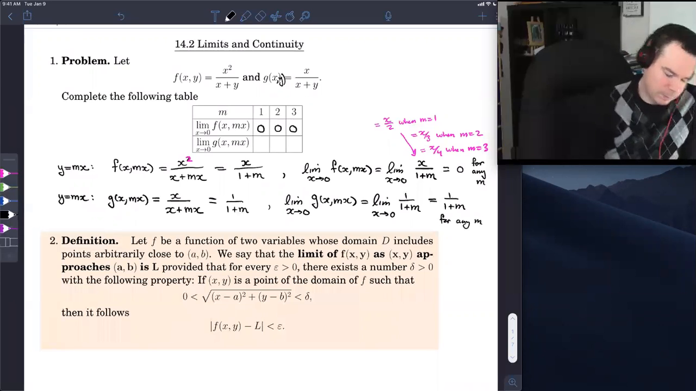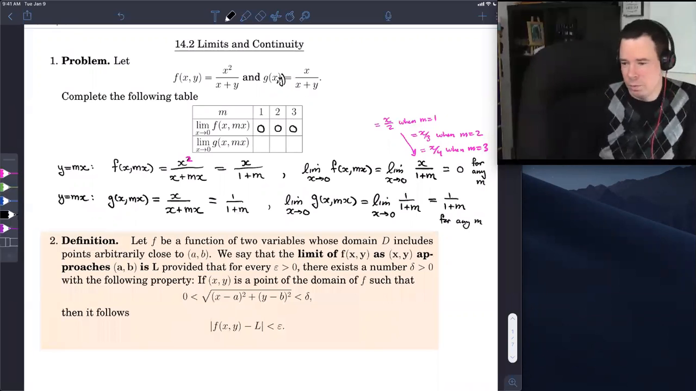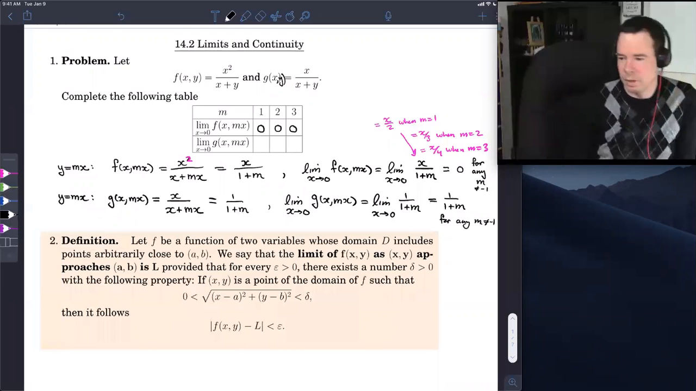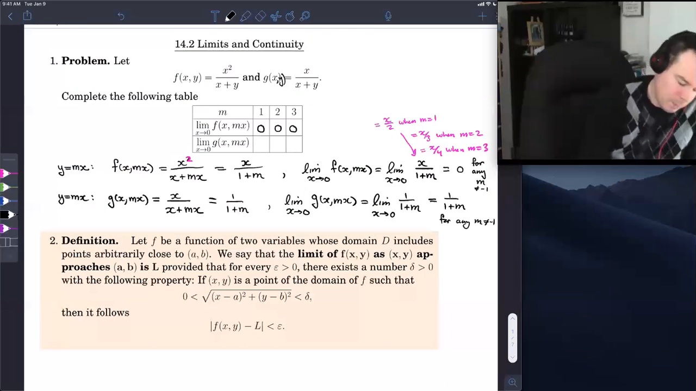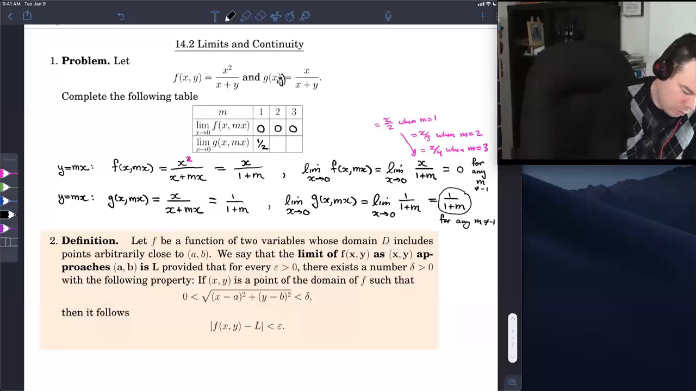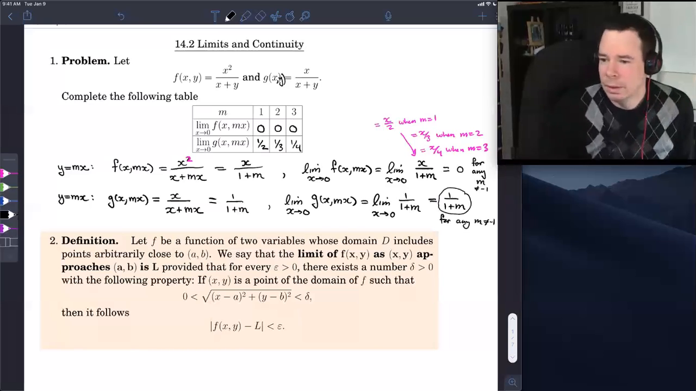So the value of its limit is 1 over 1 plus m for any m. I say for any m, but really we mean m not equal to -1, because then we'll have problems in the denominator. I probably should exclude that case. But what that means is that this is the value of our limit. So in the case when m is 1, the value of our limit is a half. When m is 2, the value of our limit is a third. And when m is 3, the value of our limit is a quarter.